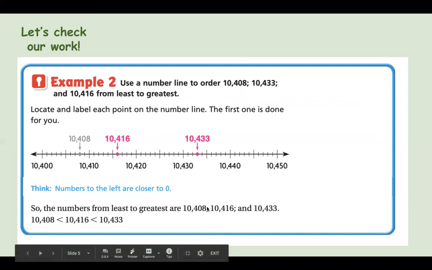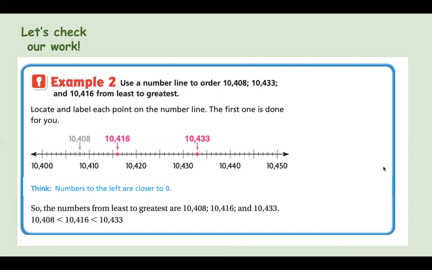Typically you put at least like a comma or a semicolon in between when you're doing a list of order, or you could use the symbols like this. 10,408 is less than 10,416, which is less than 10,433. So commas, semicolons, or using the symbols are ways that you could list numbers in order.